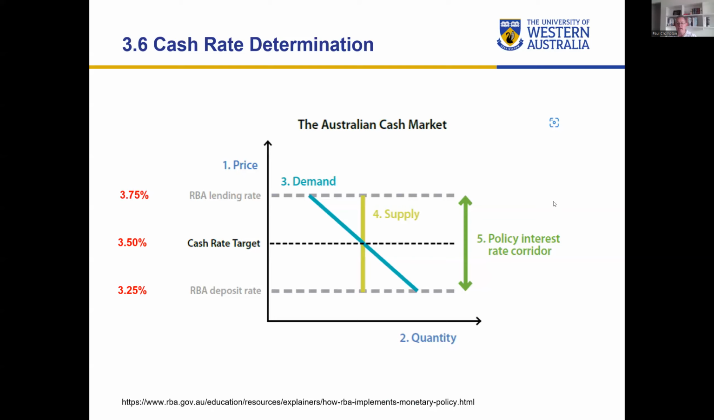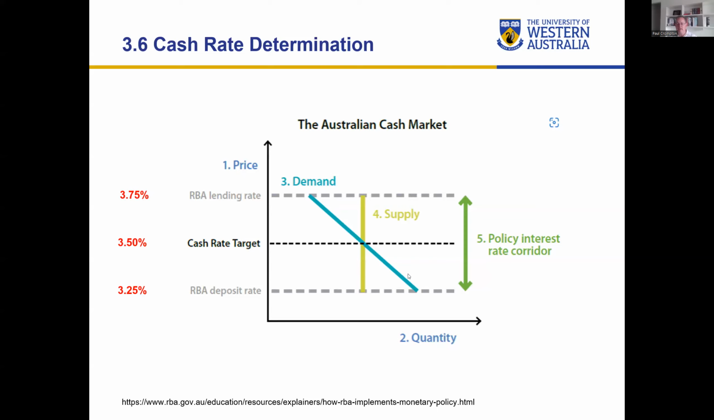So this is a representation of the Australian cash market. It's the overnight cash market, that market for one-day borrowing. We have a supply curve of money and we have a demand curve of money. I'm assuming that the central bank has set the target cash rate at 3.5%. Now these numbers here are just something I've added to this diagram to help me explain to you what's going on in this diagram. So the target cash rate is 3.5%.